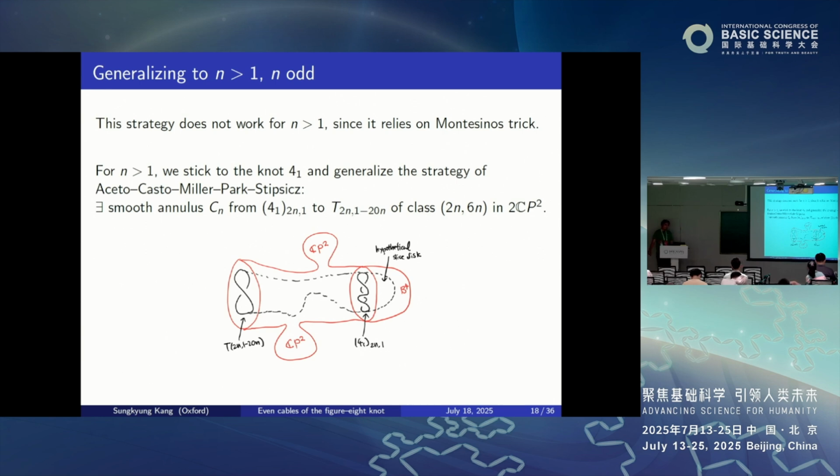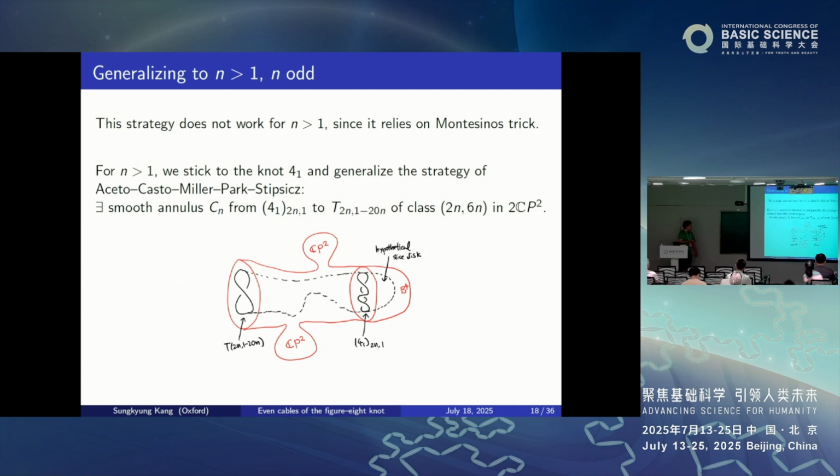So we need some completely new strategy, which came from a work of Aceto, Castro, Miller, Park, and Stipsicz, which in fact goes back to even the previous work of William Bollinger. What they construct is that there is a smooth annulus inside the connected sum of two copies of CP2 with two punctures, and on one side you draw the (2n, 1) torus knot, and on the other side you draw the (2n, 1) cable of the figure 8. What they proved is that they cobound a smooth annulus.